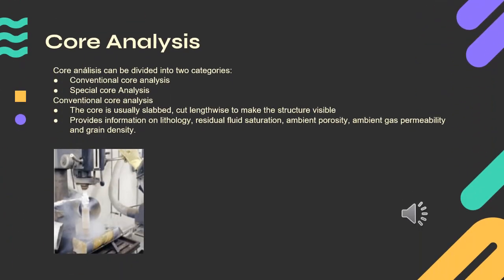Core analysis. Core analysis can be divided into two categories: conventional core analysis and special core analysis. Conventional core analysis: the core is usually labeled and cut lengthwise to make the structure visible. It provides information on geology, residual fluid saturation, ambient porosity, ambient gas permeability, and grain density.